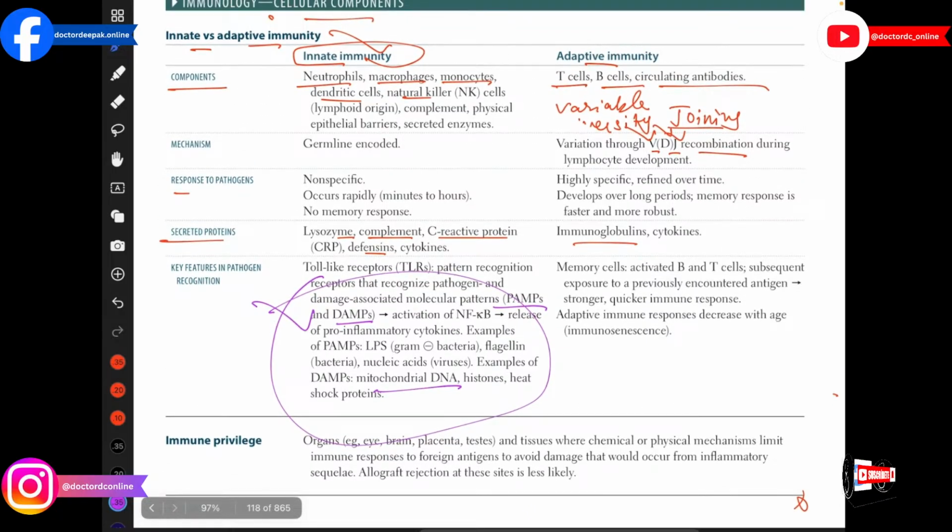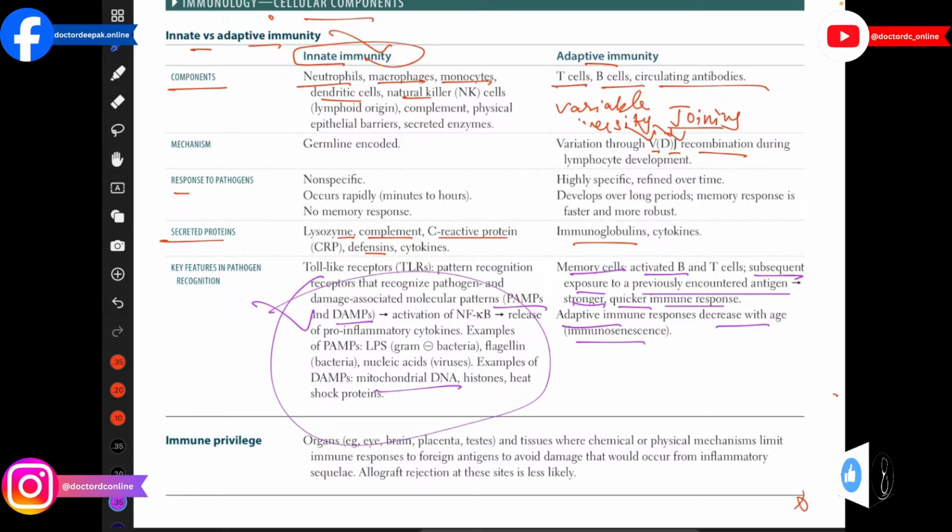But adaptive immunity is more specific. They have memory, and B and T cells are activated on subsequent exposure to a previously encountered antigen. They give a stronger, quicker immune response. The adaptive immune response decreases with age, which is immunosenescence, the aging of the immune system.